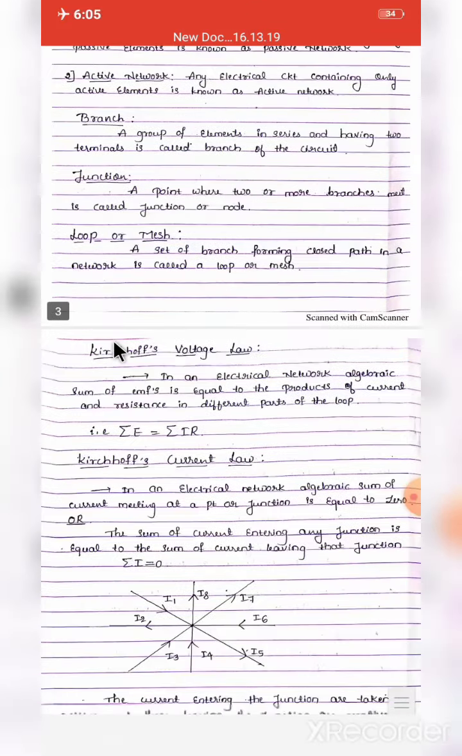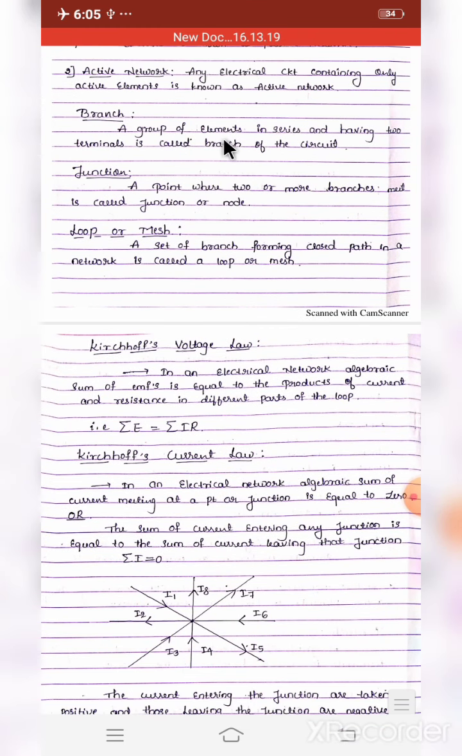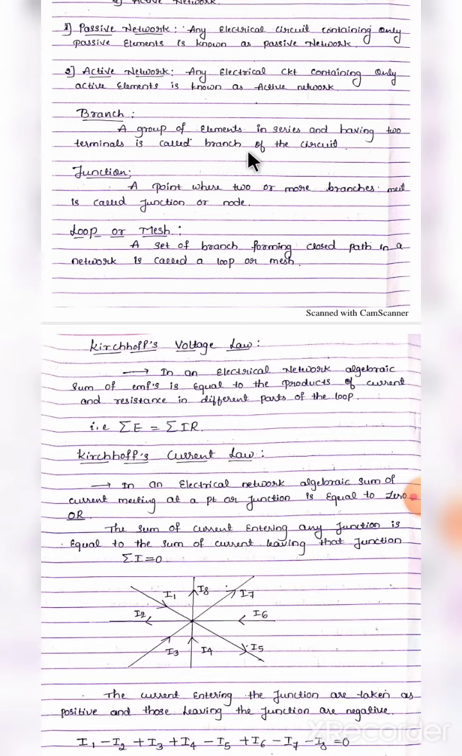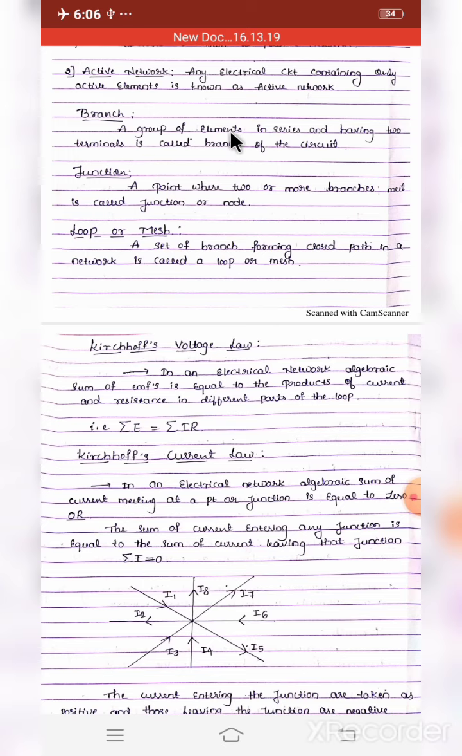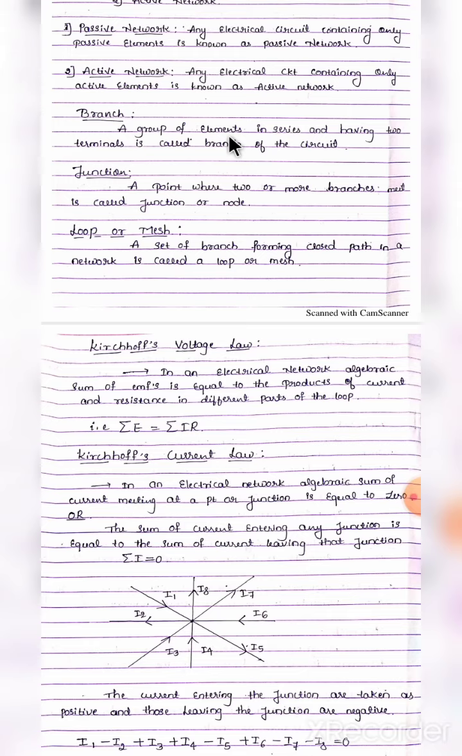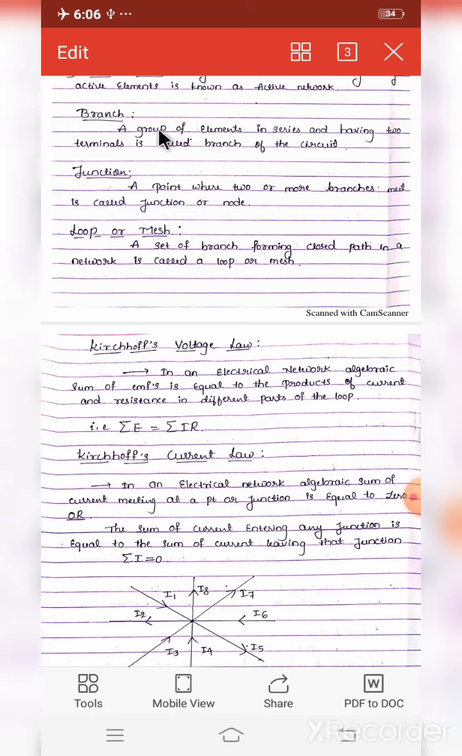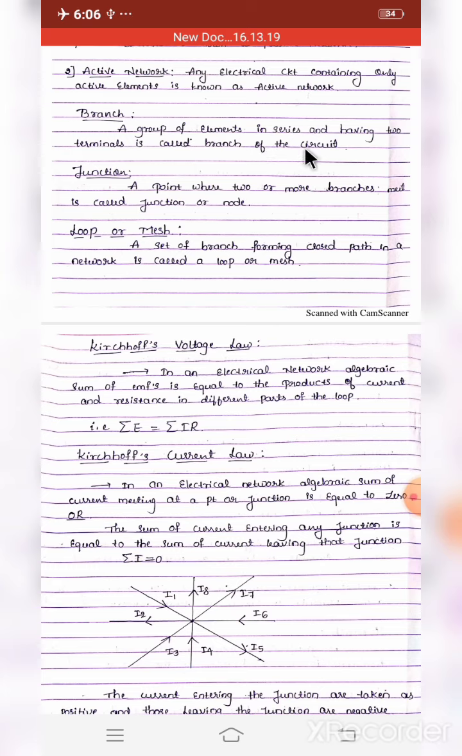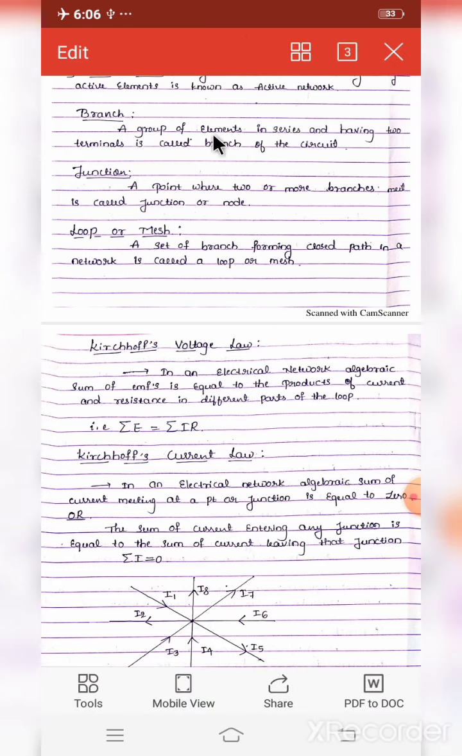Okay, next, what do you mean by the branch? A group of elements in series and having two terminals is called a branch. Series means one, two, three, like that. Parallel means one up and one down, but series means a continuous manner, in a straight line. A group of elements in series and having two terminals is called a branch of the circuit.